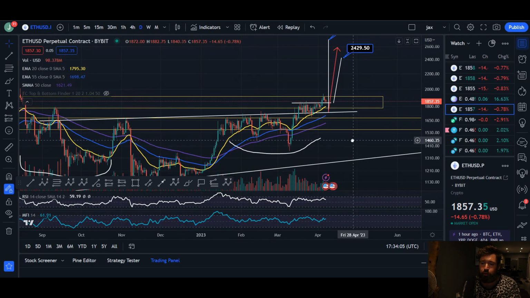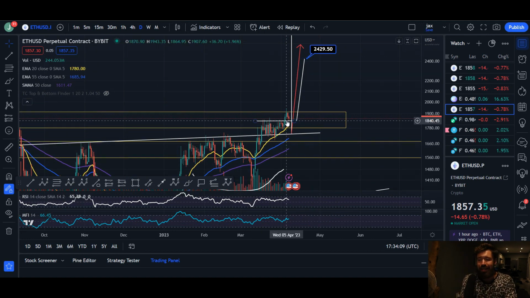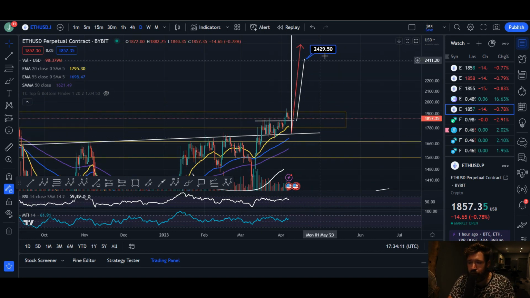On the daily time frame, we're retesting our bull flag. As you can see, we broke out above this resistance. We're currently back testing it. So if we can bounce from this level, then we can see continuation to the upside. The bull flag target is up here at 2429.